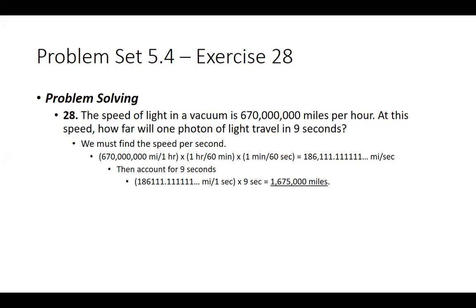Number 28. In number 28, we're told the speed of light in a vacuum is 670 million miles per hour. At this speed, how far will one photon of light travel in 9 seconds? So first we must find the speed per second. It's given in hours, we need it in seconds. So we start with our 670 million miles over 1 hour. And then we need to cancel hours.